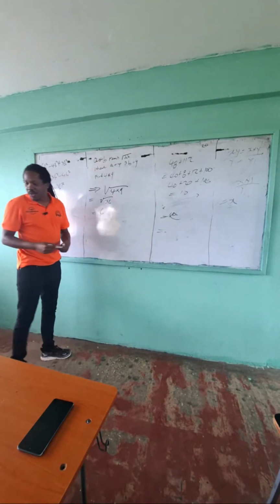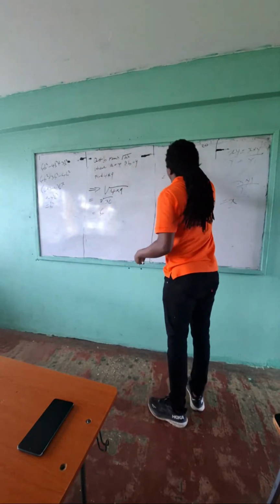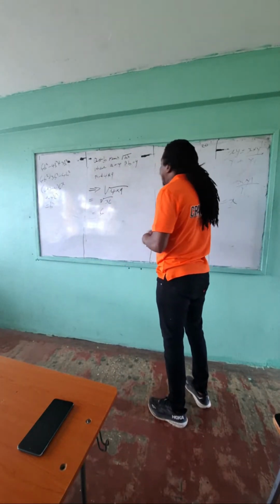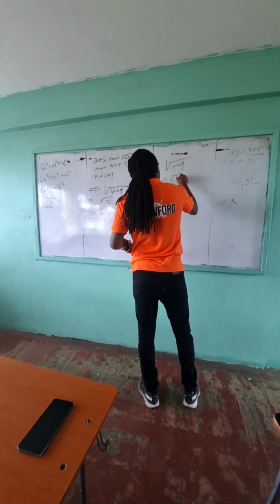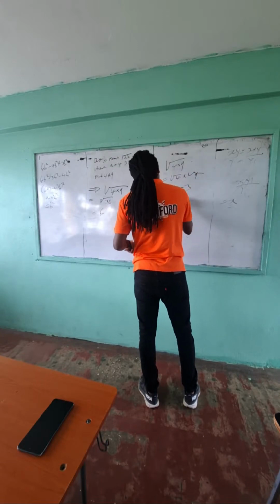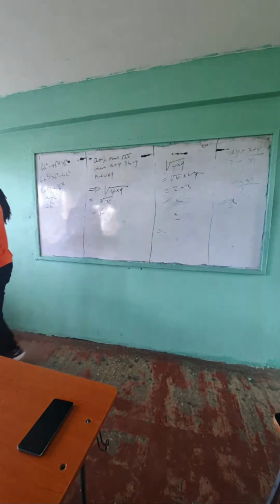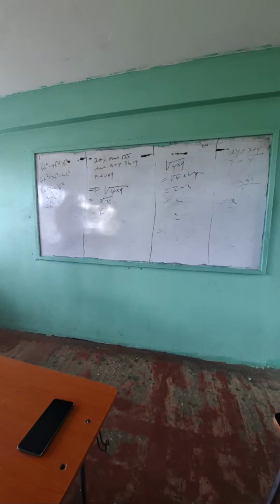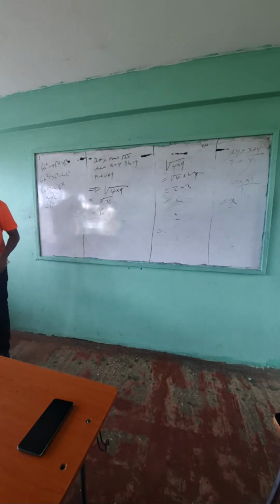But what did we teach you last week? Square root of 4 times 9 is equal to square root of 4 times square root of 9, which is equal to 2 times 3, which is equal to 6. Everybody see that? Good.